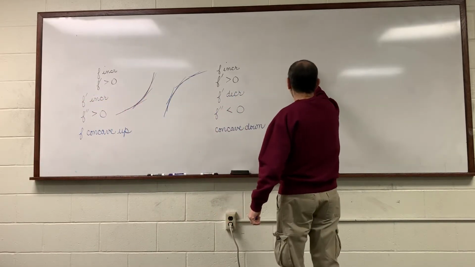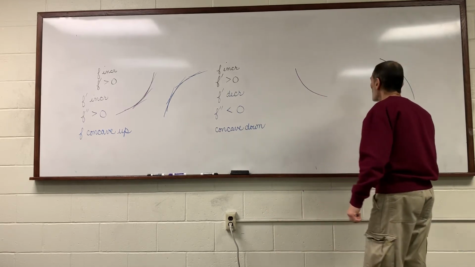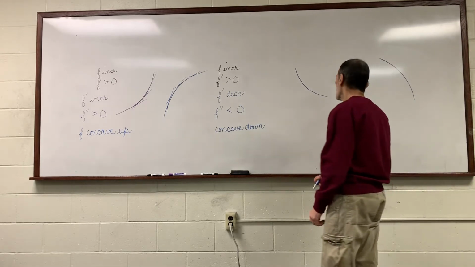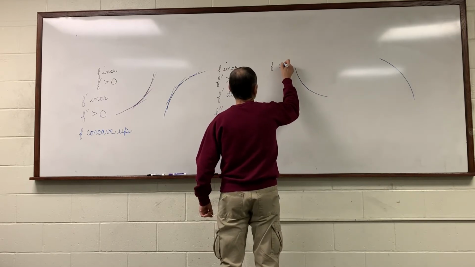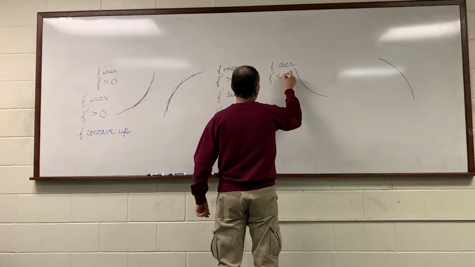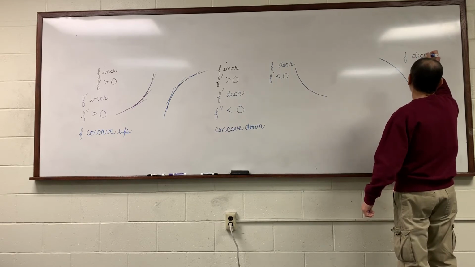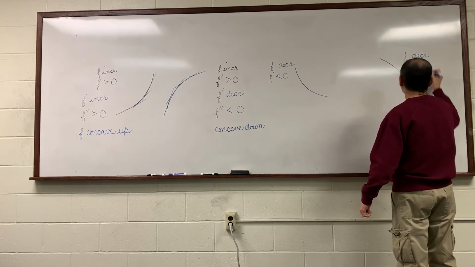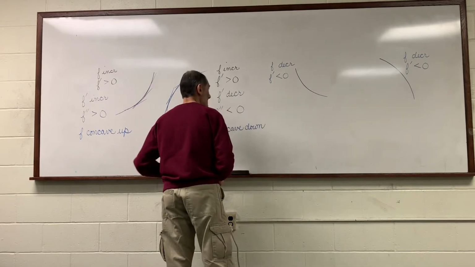Here we see two examples where the first derivative is negative. The function is decreasing. So we can say here, f decreasing, first derivative negative for both of these. But again, there's a clear difference. Our minds tell us that.